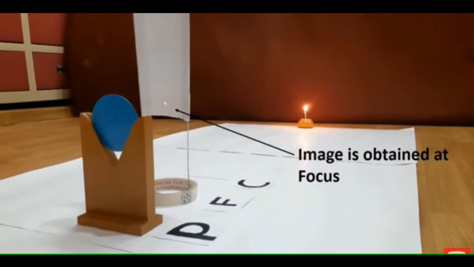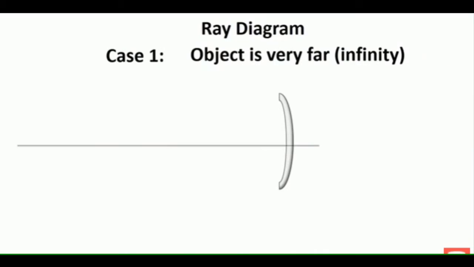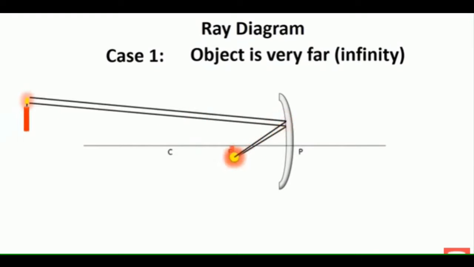So we call it as a real image. If it can be taken onto a screen, we call it as a real image and it is inverted.